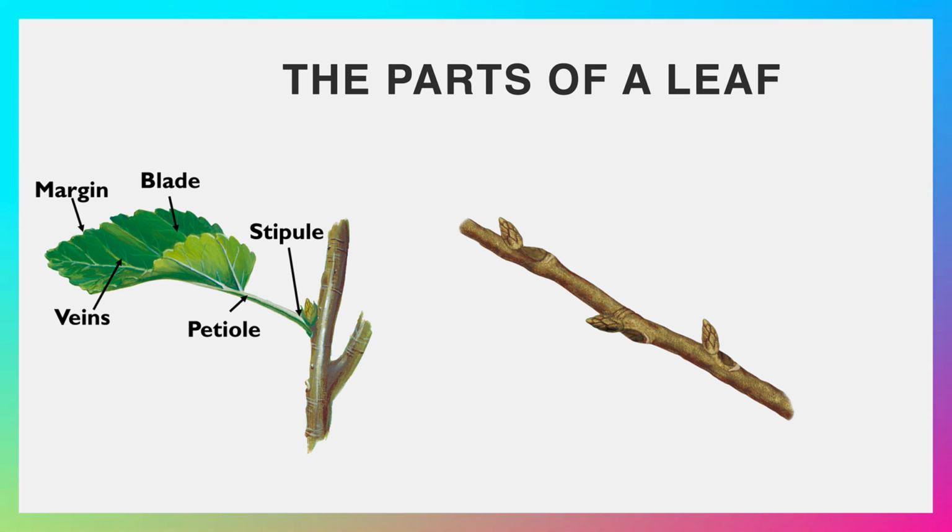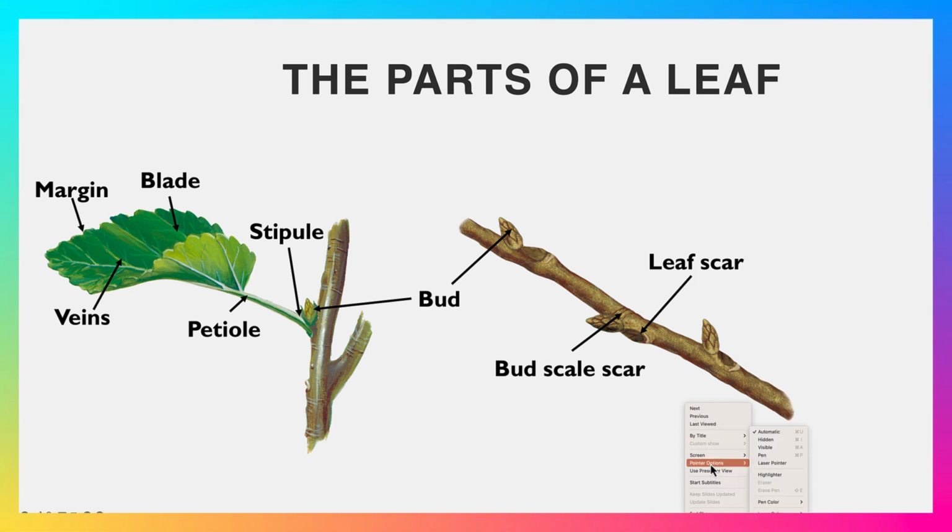And this is the stipule, which is part of the leaf before it comes out. And then you have 2 buds. One of these buds is associated with the leaf, the other is on its own. And this is a leaf scar where a previous leaf has fallen off this stem. And then this line structure here is called the bud scale scar. So the bud scale scar is this line structure right here.